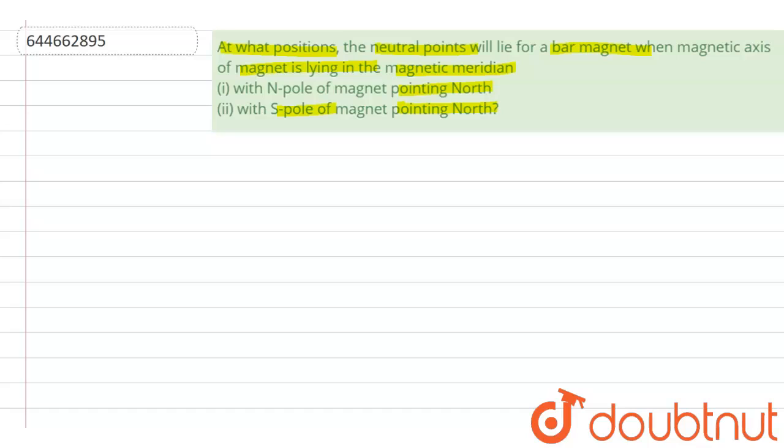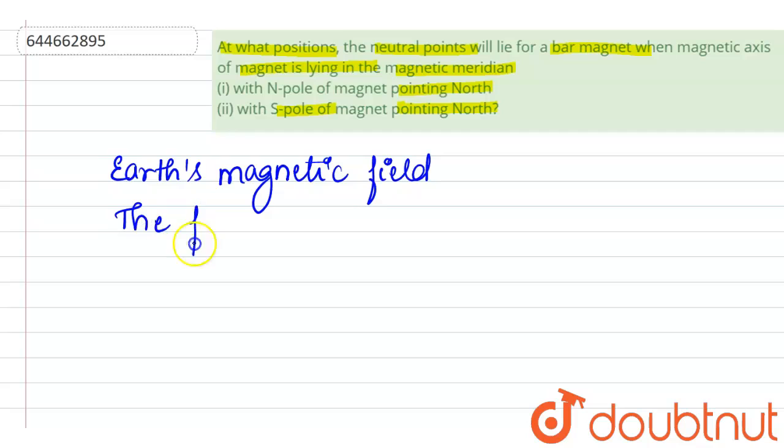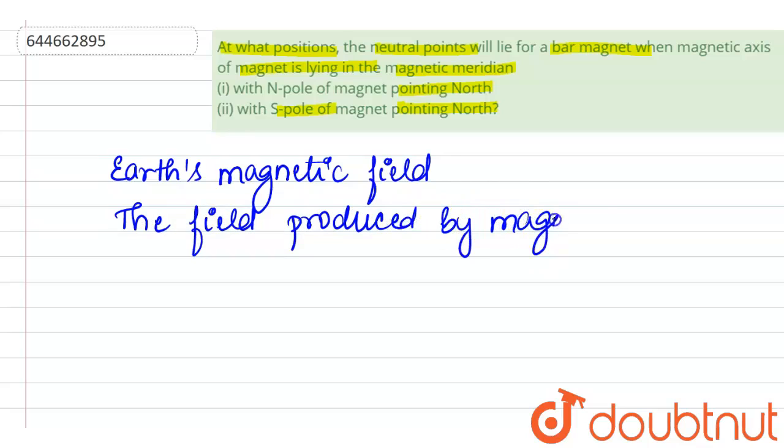The two forces acting at a point in a given plane at neutral points are the Earth's magnetic field, that is, the intensity of Earth's magnetic field, and the field produced by the magnet. Earth's magnetic field is represented by BH, and the field produced by the magnet is represented by B. Whenever B is equal to BH, we obtain neutral points.